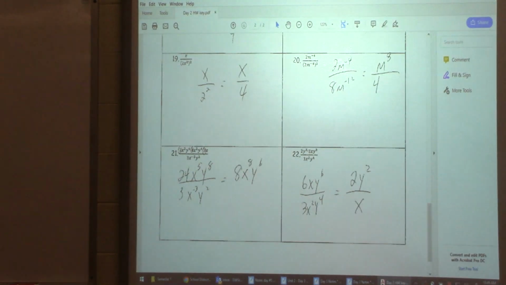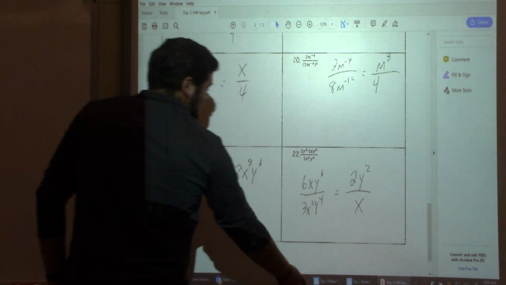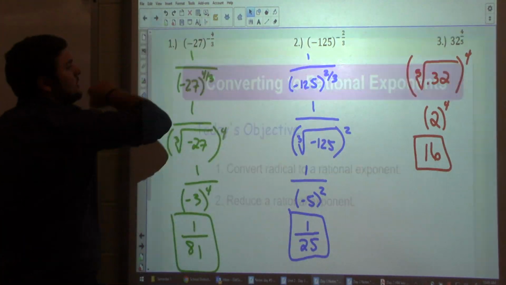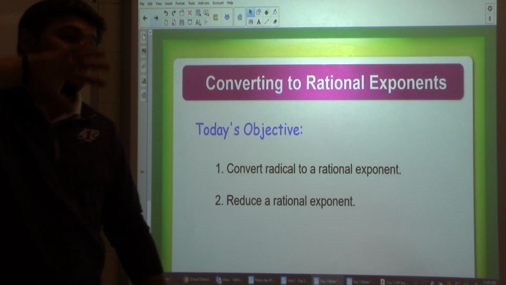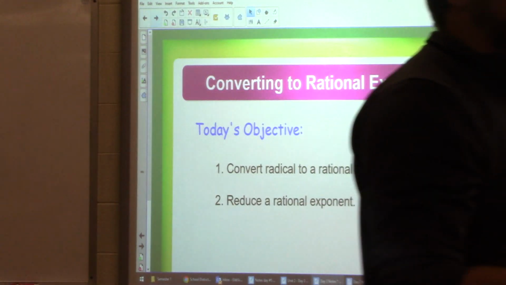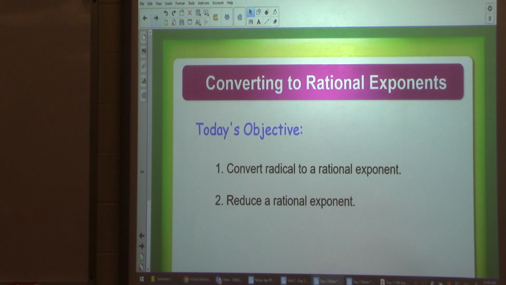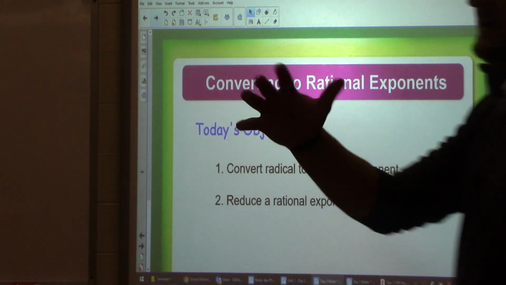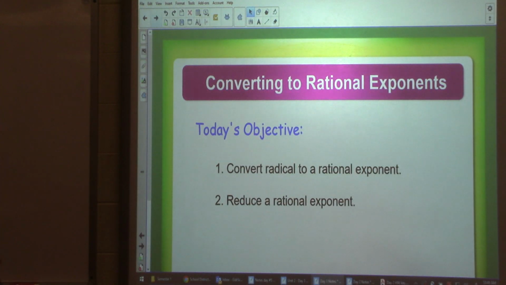Homework, we're going to do our notes. So, notes today. Like I said, now we're converting radicals into rational exponents or fractional exponents. On Friday, you were supposed to do it the opposite way, exponents to radical. So there's two forms, exponential form and radical form.